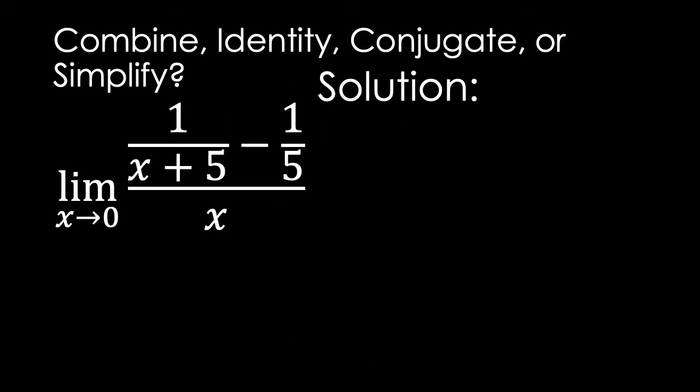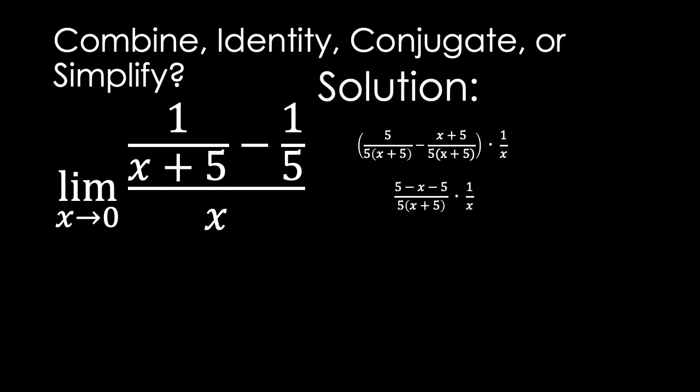Example 4, we want to determine the limit as x approaches 0 of this function. We see that there's a fraction on the numerator, so we want to combine that fraction. So the denominator will be 5 times x plus 5. So the numerator for the left side of the fraction will become 5, and the numerator for the right side will become x plus 5. They kind of crisscross. So once you combine those numerators, you will also remember you have to multiply times 1 over x. It's the same thing as dividing by x.